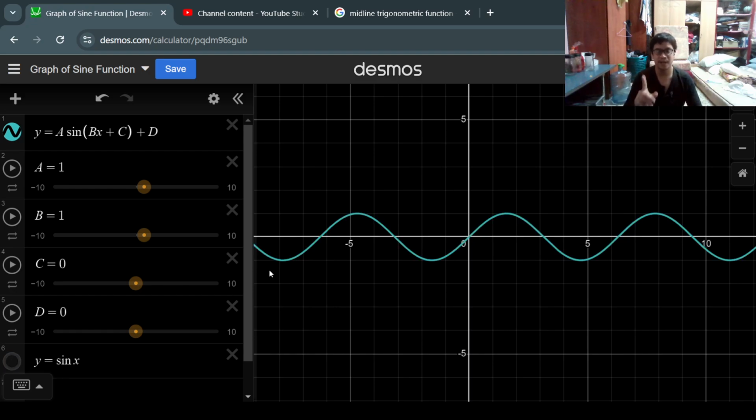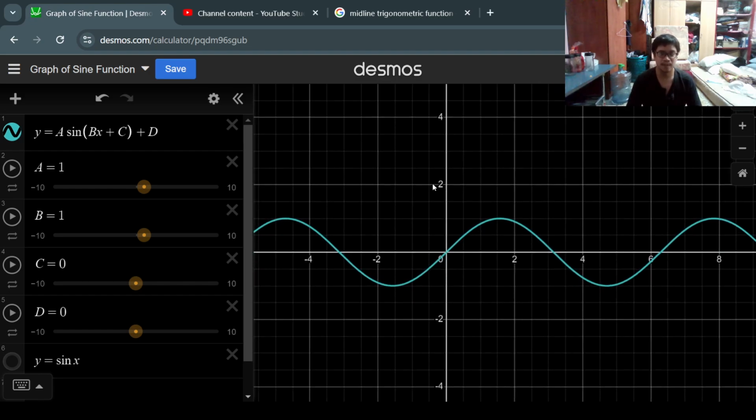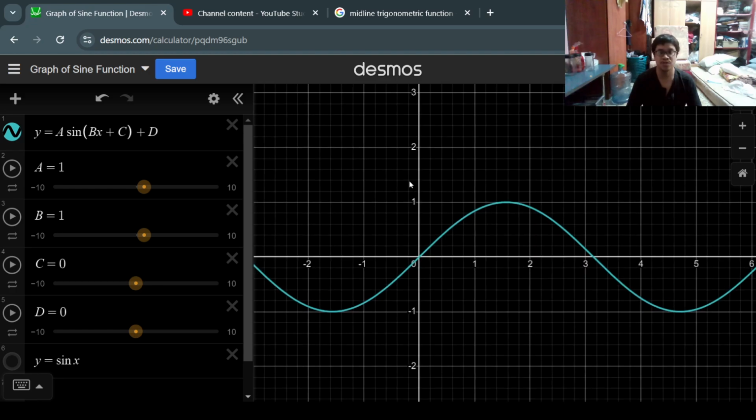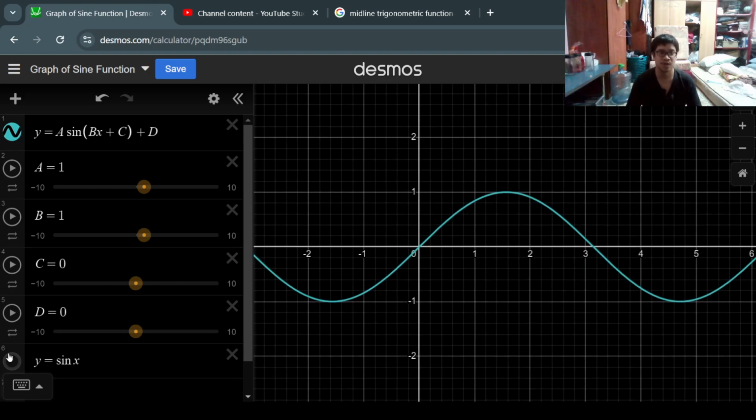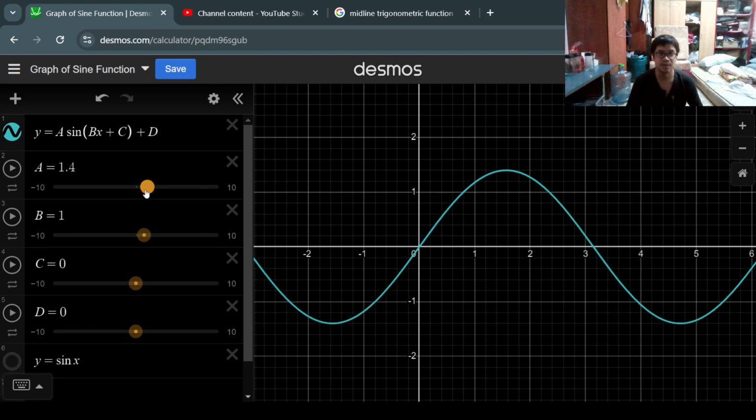Let's focus on letter A. A is basically the coefficient of sine, right? So here, if your A is 1, obviously there's no change to the original function, which is the same. But what if I increase it? Like, let's just say I have this one. I increase it. See?